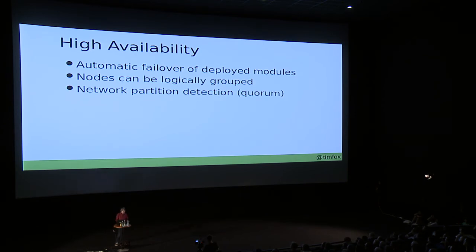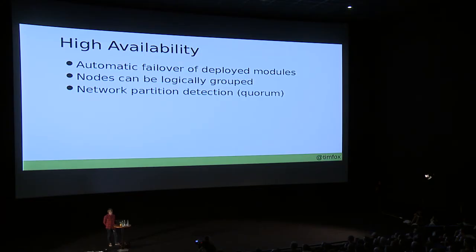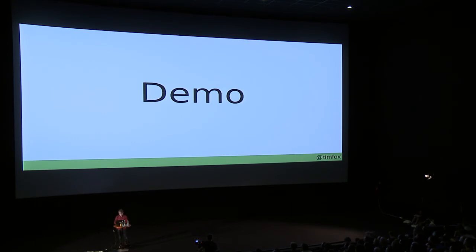So with Vert.x, you can deploy different Vert.x instances on your server side, and if one or more of those fail, other ones will detect that and redeploy the modules that were running on them. Those nodes can be logically grouped into subgroups too, so you can have a particular application only failing over amongst a subgroup of those nodes. We also support network partition detection, split brain, using a quorum approach, a very standard approach in distributed computing. Like most things, probably the best way to understand it is to see a demo. So let's take a look.